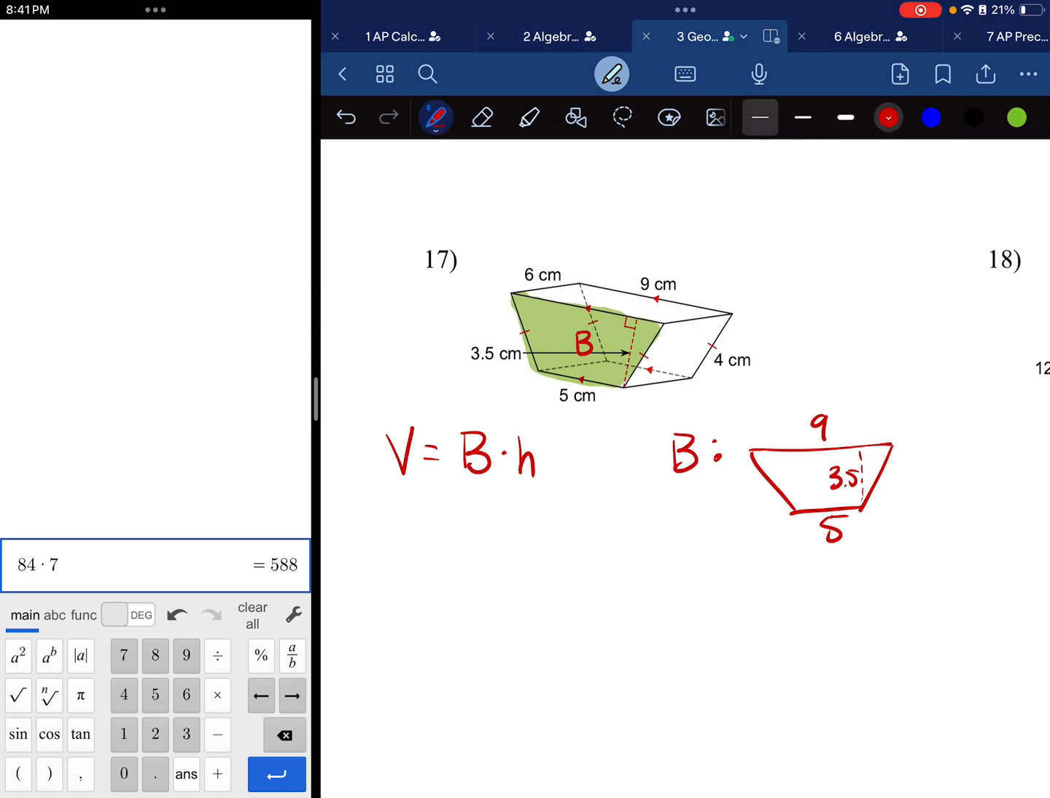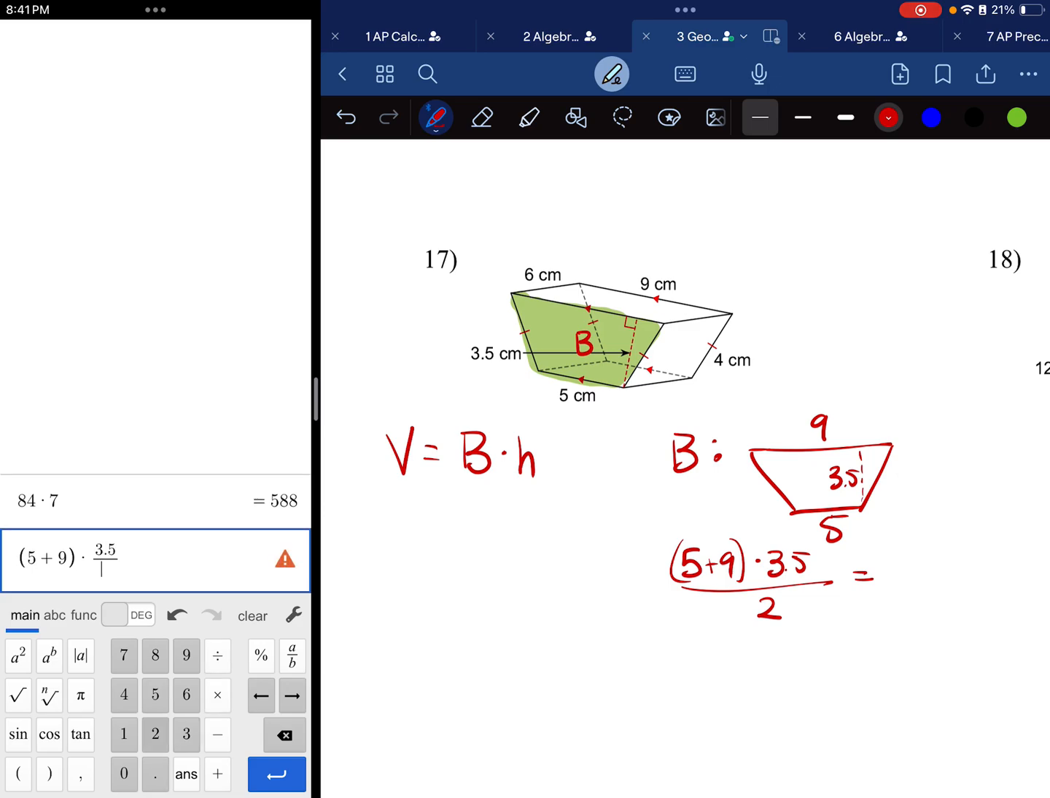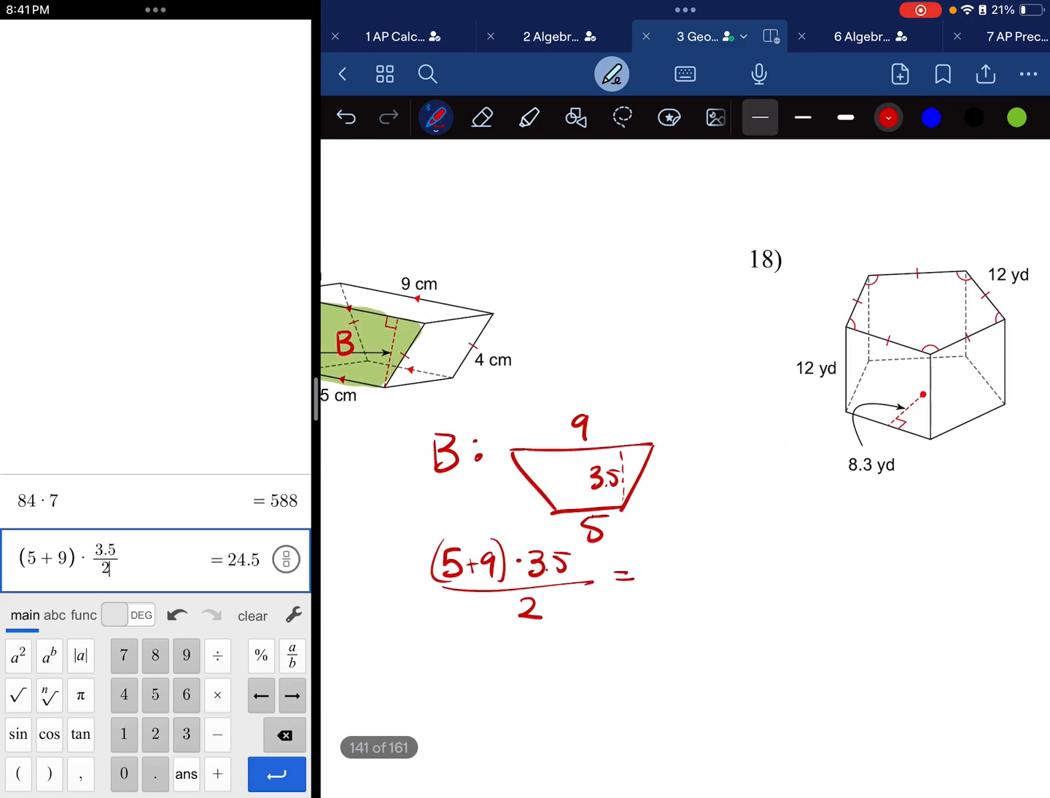The general formula for a trapezoid is you add the 2 opposite sides, so it's going to be 5 plus 9, and then we multiply that by the height, so times 3.5, and then we divide all of that by 2. So that's going to be equal to, calculator, ready, set, in parentheses, 5 plus 9, that's a 14, there we go. And then that's going to be multiplied by 3.5, and then I'm going to divide all that by 2, that's fine, and then 24.5. So this is going to be 24.5, which is now my base.